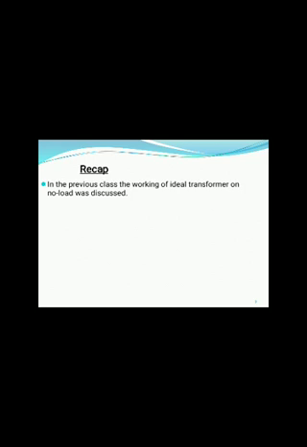So in the previous class, we learned the working of an ideal transformer on no load. It was also discussed that the primary current on no load was only to set up flux in the core and to meet the iron losses.